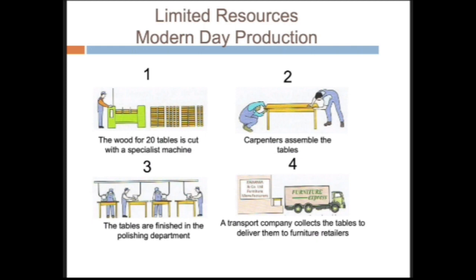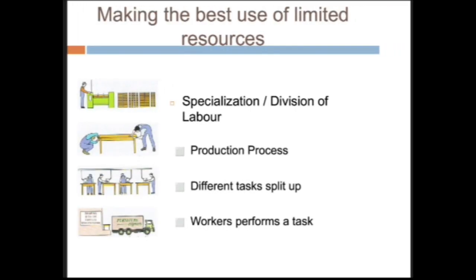And the specialized labor: there is the second factor of production, they polish; third is assembling; and fourth is delivery. So these are the four specialized sections of a company in modern times, compared to the old one that was too lazy, too time consuming. Making the best use of resources: specialization, division of labor. Second, in the production process, different tasks are split up and each worker performs a task. So these are the best choices of resource usage.